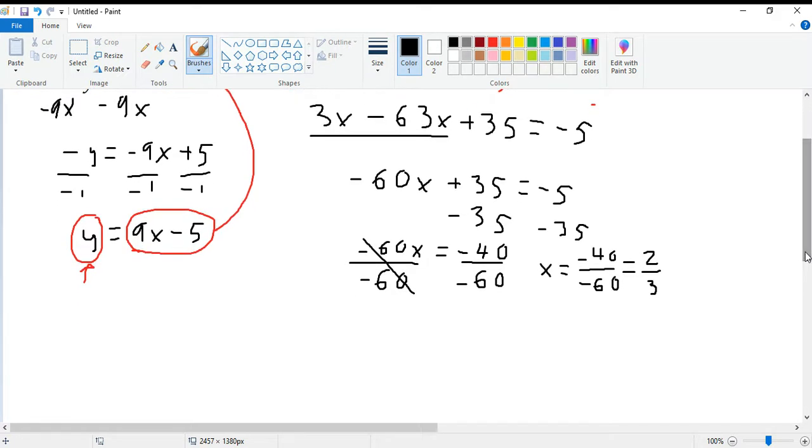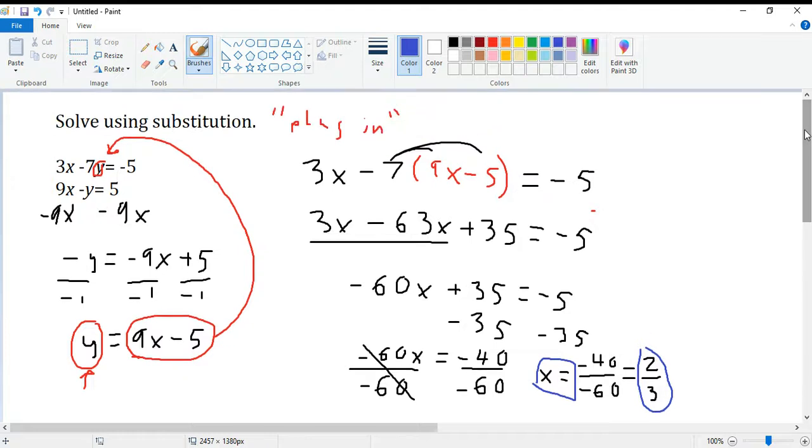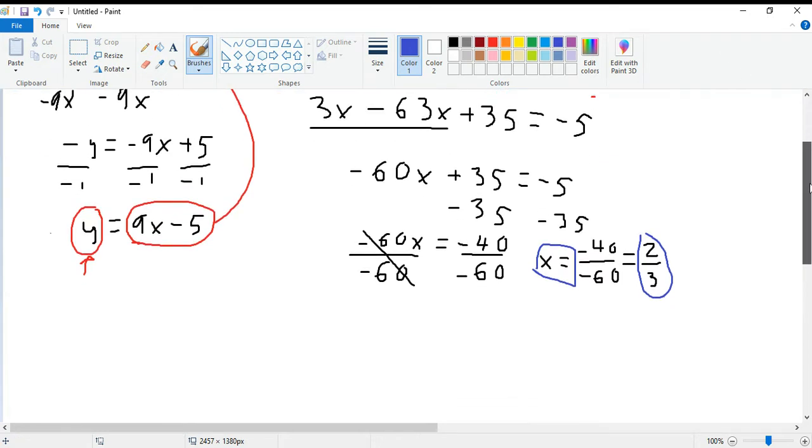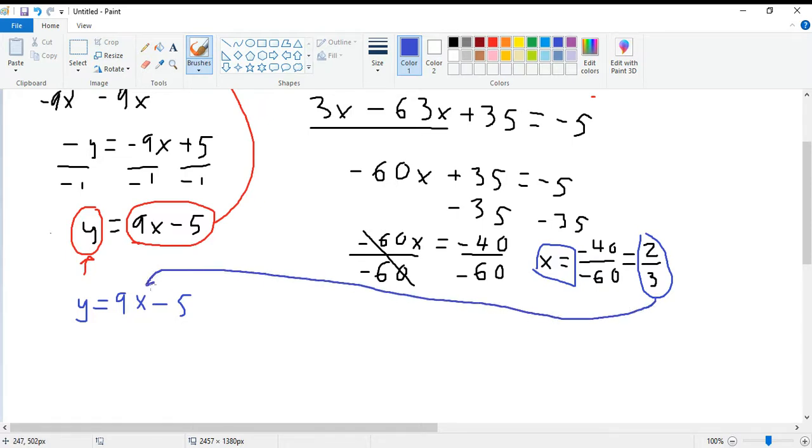So we are going to substitute again. We're going to take this x that equals 2/3 and stick it in or substitute it for x in any of the other equations. You could use either of the beginning equations, or better yet, let's use the equation where y is already by itself. We know that y equals 9x minus 5, but we're going to take this 2/3 and put it in for the x.